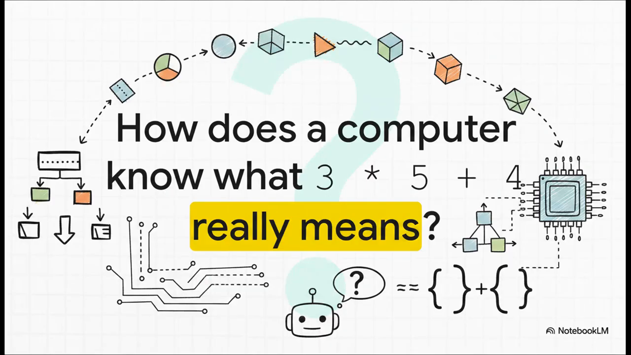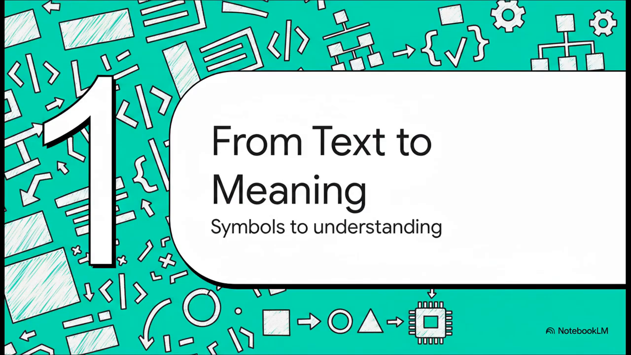It all kind of starts with a simple question. When you look at something like 3 times 5 plus 4, your brain just instantly knows the order of operations. You do the multiplication first, then you add the 4. But how does a computer figure that out? To a machine, that's just a sequence of characters. Well, to answer that, we've got to explore how a computer builds a bridge, really, from our human way of thinking to its own language of machine instructions. It's a journey from simple text to actual meaning. And it all begins with finding a kind of hidden structure.